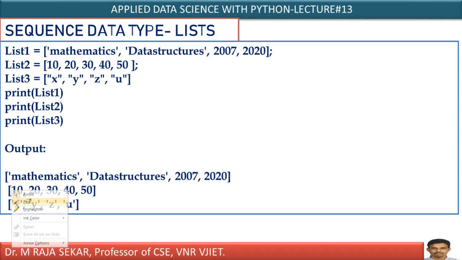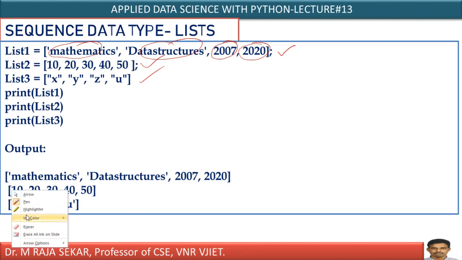Let me explain a few simple examples. This is one list, list 1, where we are keeping strings and integers. Mathematics is a string, data structures is a string, 2007 is an integer, 2020 is an integer. This is a list in which I am keeping strings as well as integers. If you observe list 2, we are keeping only integers. As I told you, you must always keep a list in square brackets. These items must be separated by commas. In list 3, I am keeping only strings: x, y, z, u, like this.